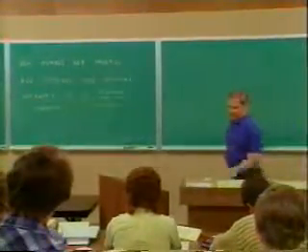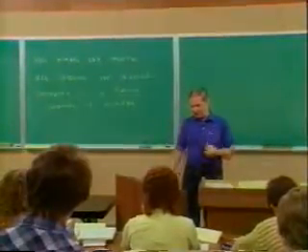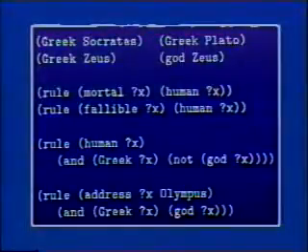Let's compare that with a classical logic database. Right, so here's a classical logic database. Socrates is a Greek, Plato's a Greek, Zeus is a Greek, and Zeus is a god. And all humans are mortal. To show that something is mortal, it's enough to show that it's human. All humans are fallible. And all Greeks are humans, not quite right. This says that all Greeks who are not gods are human. So to show something's human, it's enough to show it's a Greek and not a god. And the address of any Greek god is Mount Olympus. Right? So there's a little classical logic database.